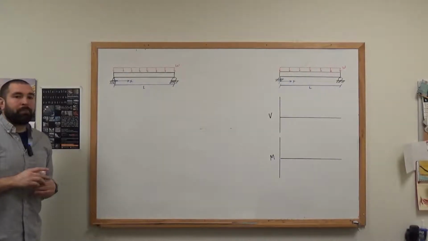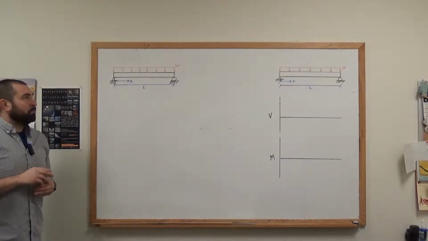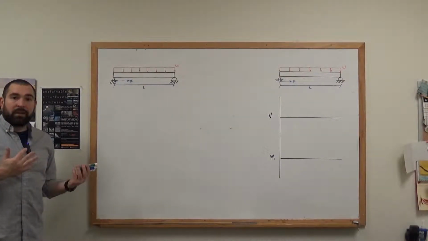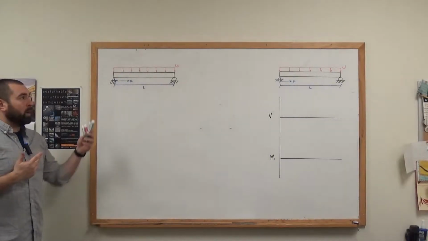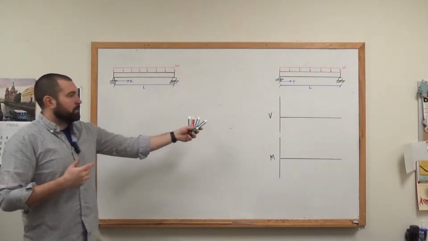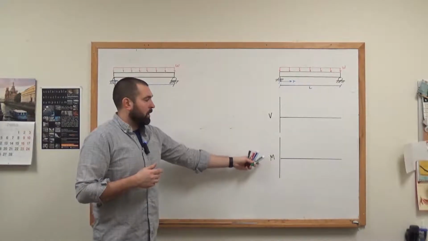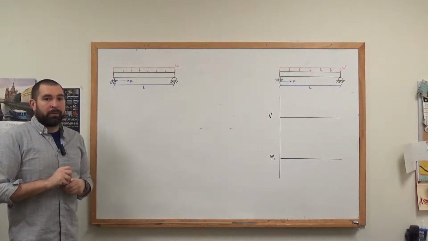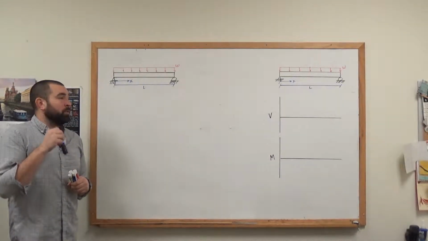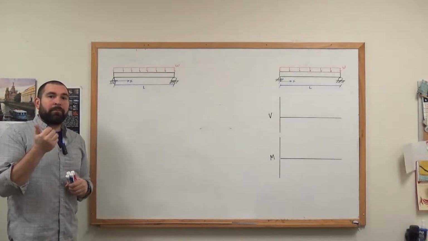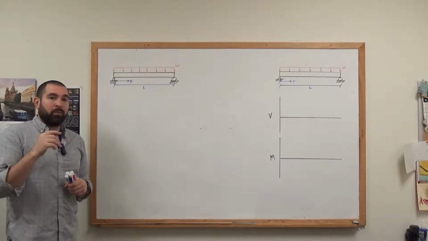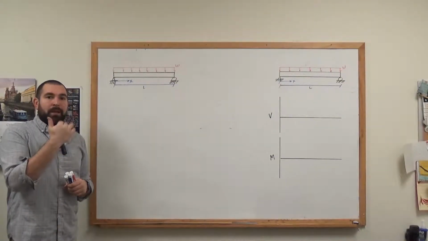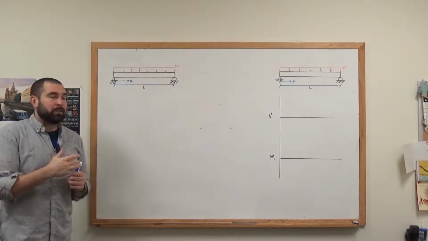but at the same time, based off the ideas that we talked about in the last problem, we should already know a couple things about the nature of the shear diagram and the moment diagram. Remember, with the single point loading that we looked at previously, there was no distributed load, and therefore the internal shear was a constant function. The internal moment was a linear function.